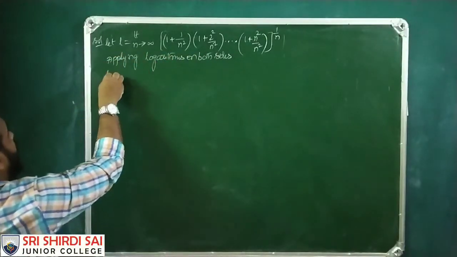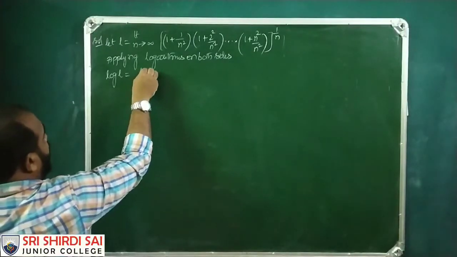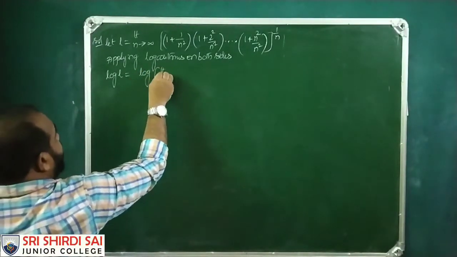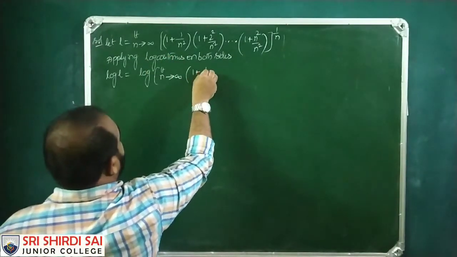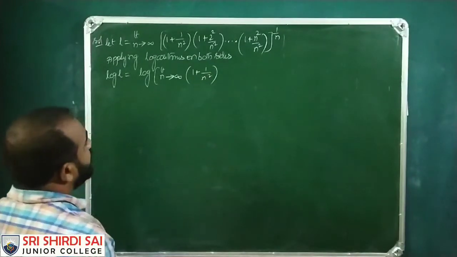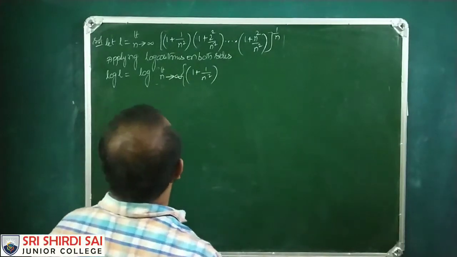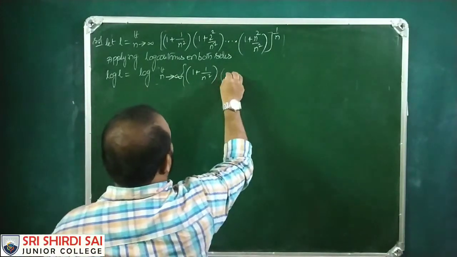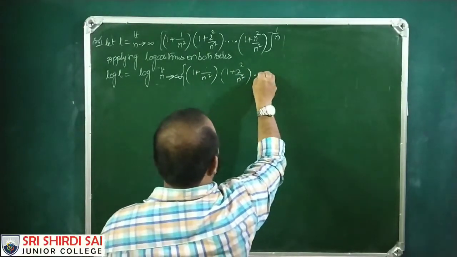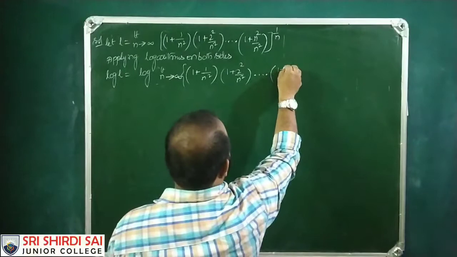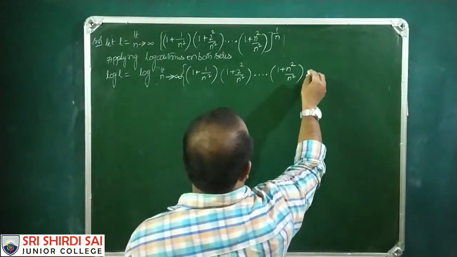Then log L is equal to log of the limit as n tends to infinity of [(1 + 1/n²)(1 + 2²/n²) ... (1 + n²/n²)] to the power 1/n.